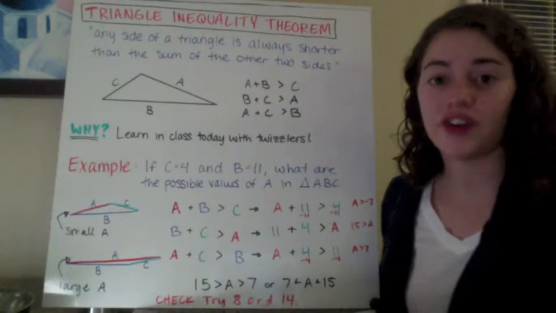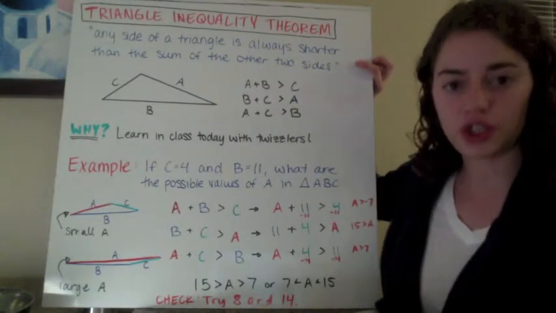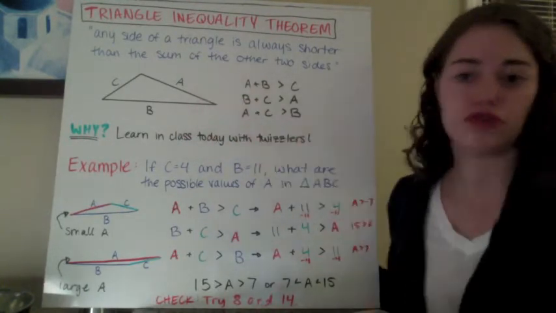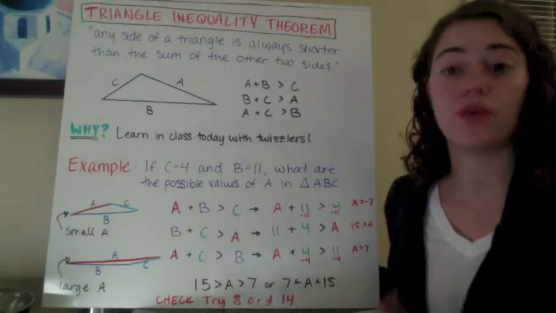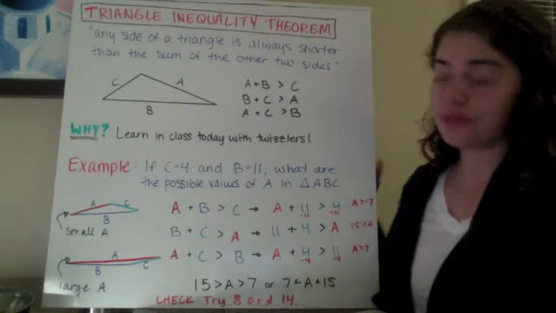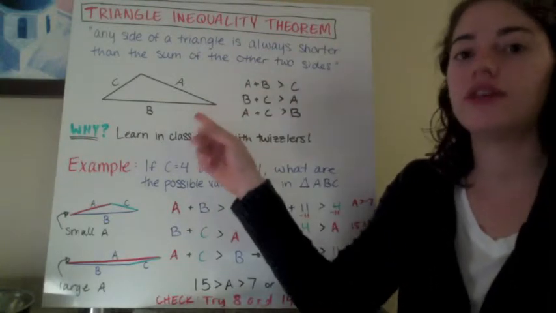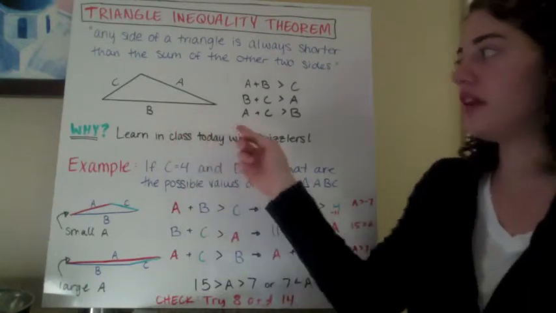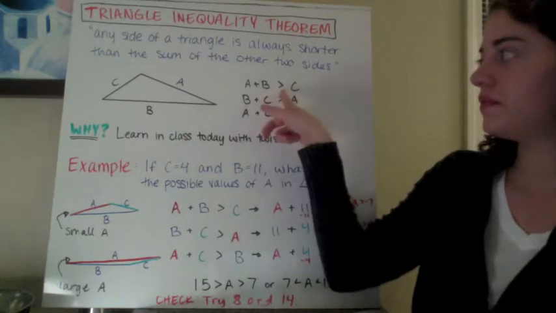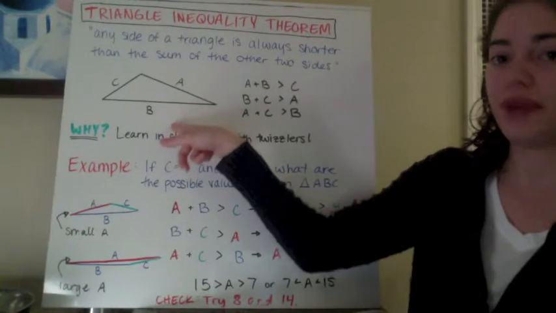Next up, we have the triangle inequality theorem, which states that any side of a triangle is always shorter than the sum of the other two sides. So I just drew any sort of triangle here. I could have drawn a right triangle, an acute, an obtuse, it doesn't matter. This is always true. It says that any side is always shorter than the sum of the other two. So if I add up A and B, that has to be greater than C. So C has to be less than A plus B.